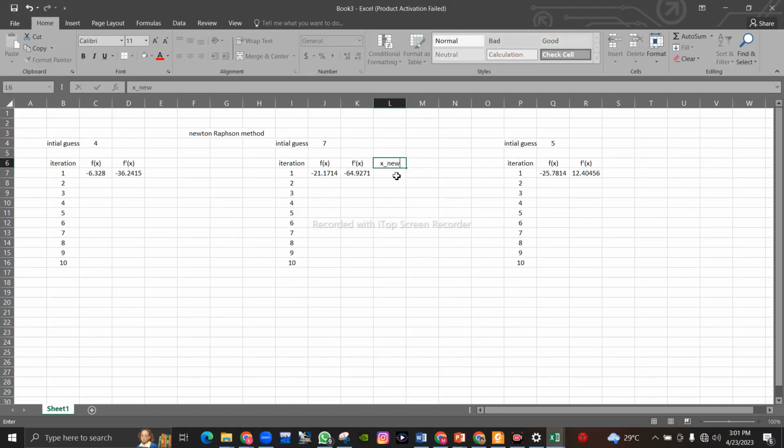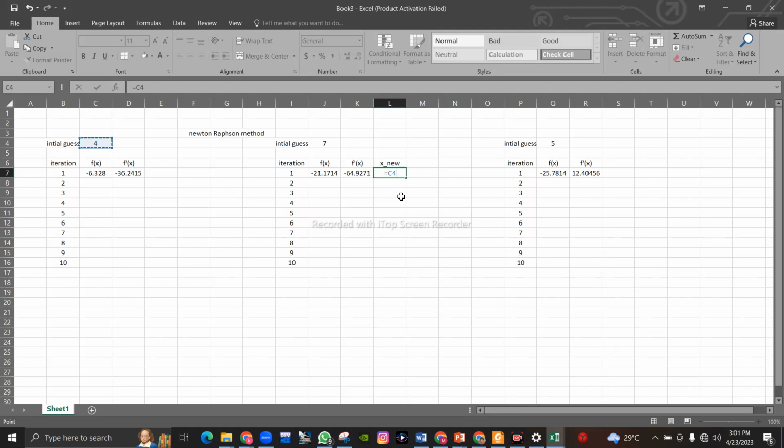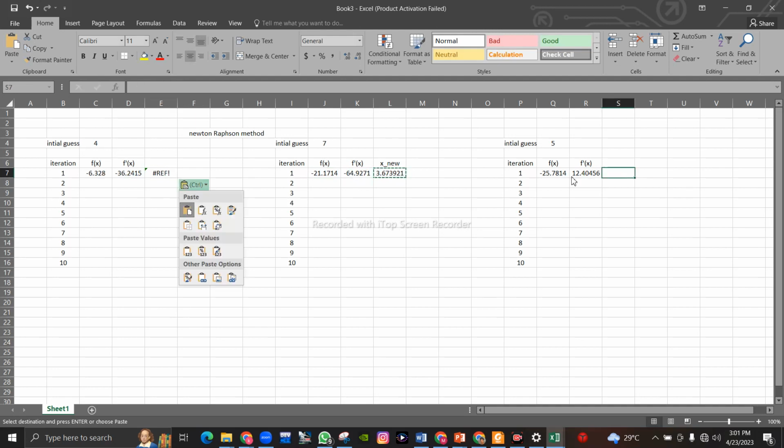This is the initial guess. That will be the previous x, which is the initial one, x naught, minus f of x, which we already have, f of x divided by this one, close brackets. So that's that. That's our new value. Copy it, Control C, Control V.